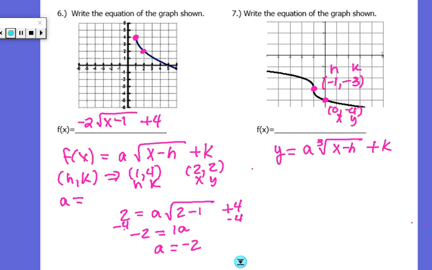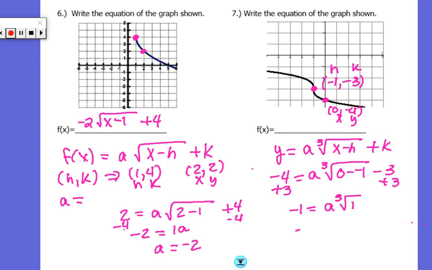Same sort of math here. I'm going to plug in everything I know. Now this is minus negative 1, minus 3. Alright, I'm going to add 3 to both sides and get negative 1 is equal to A times the cube root of 1, which is 1. So I'm going to get negative 1 is equal to 1a. So a is equal to negative 1.